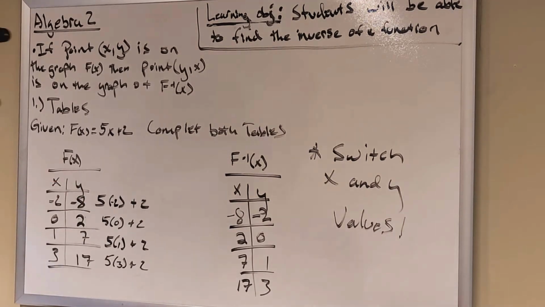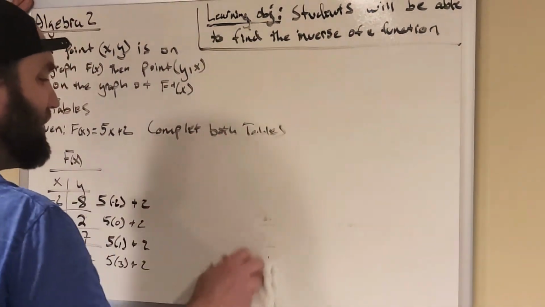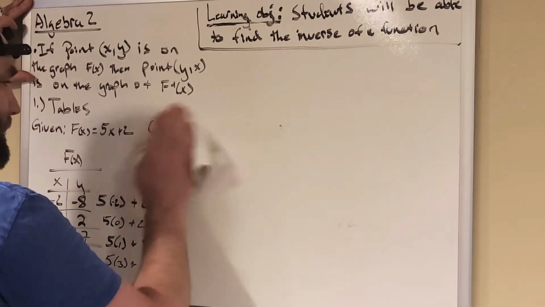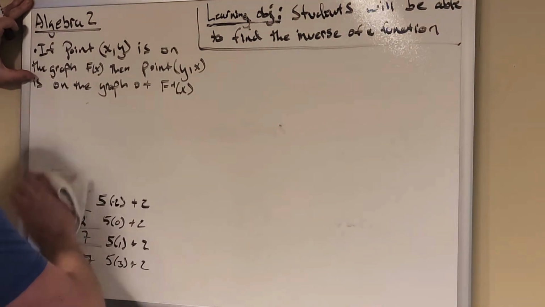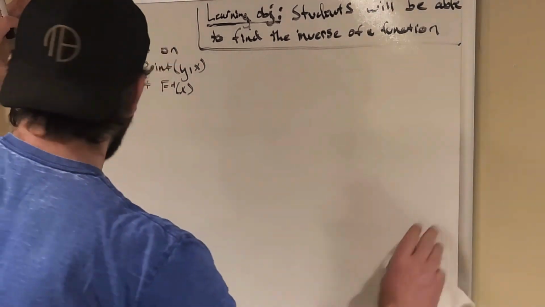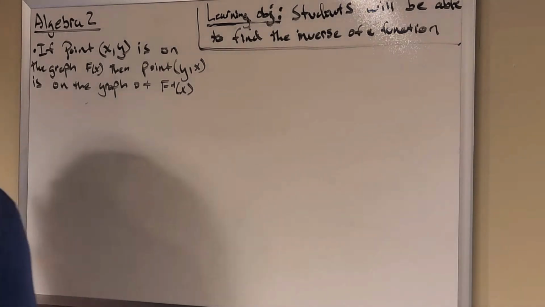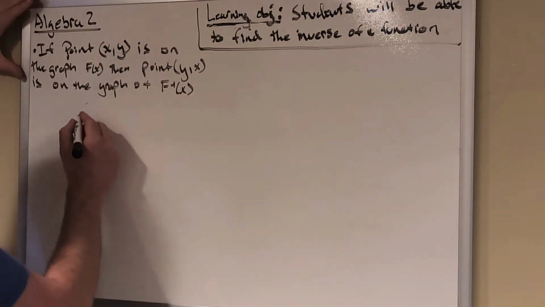That's working with the tables. Now, let's take a look at what some of the graphs look like. And we're going to use this same way of thinking, where we take the x value, make my y value, making my x value.